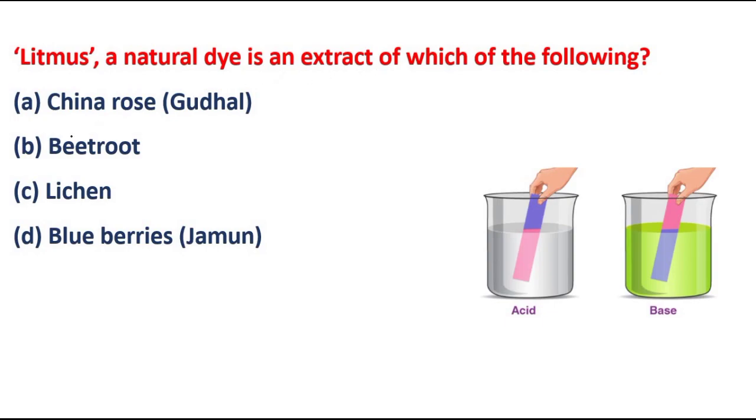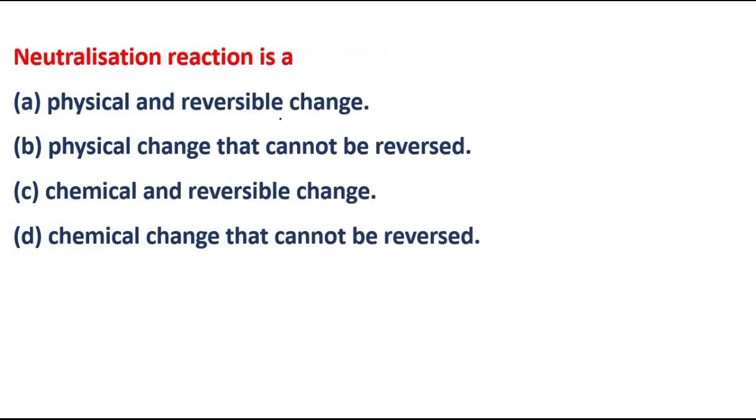Litmus, a natural dye, is an extract of which of the following? It is an extract of the lichen plant. See this lichen litmus solution. In the presence of acidic medium, blue litmus changes into red, and in the presence of base, red litmus changes into blue color. In that figure we can see the neutralization reaction is A.